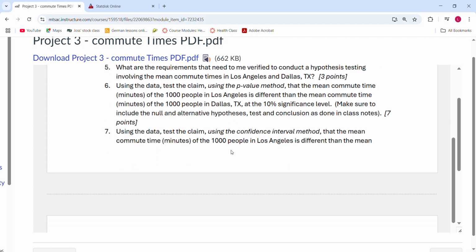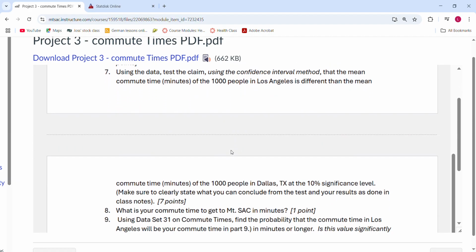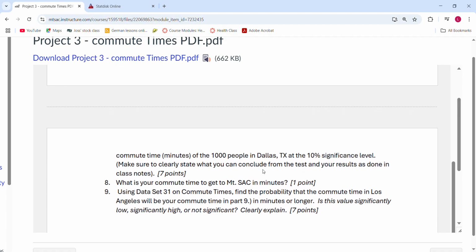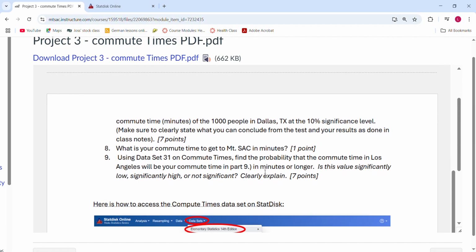So number 7 says, using the data, test the claim using the confidence interval method that the mean commute time in minutes of 1,000 people in LA is different than the mean commute time in minutes of 1,000 people in Dallas. So for this, we're going to be using confidence intervals. So make sure you use the confidence interval for these 2 on StatDisk. And we had confidence intervals earlier, but again, this time we're dealing with 2 samples.